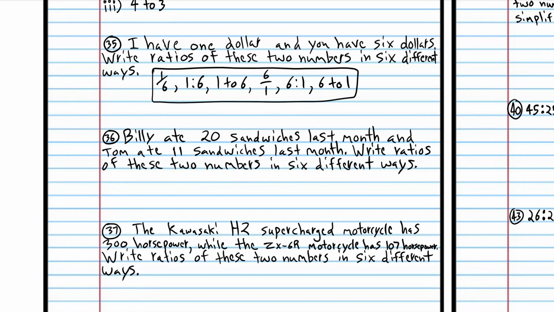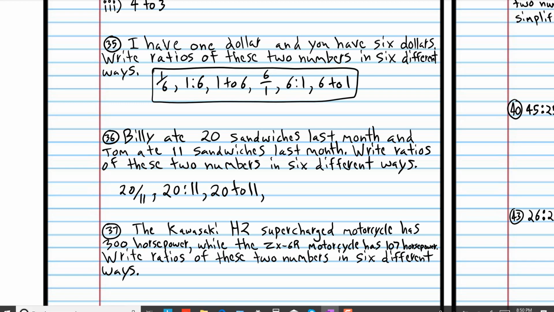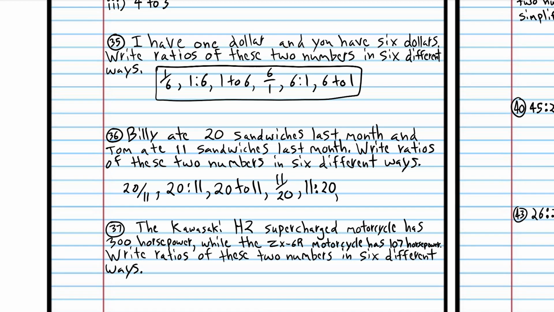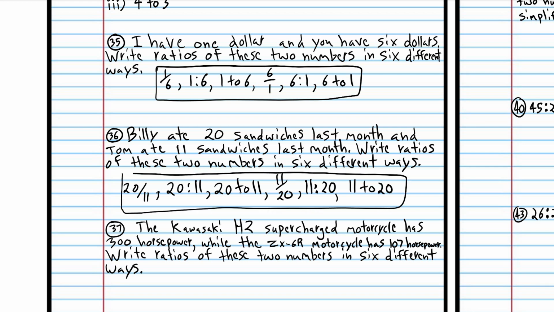All right, we're back. You can say 20 over 11, 20 to 11 with a colon, or 20 to 11 with the word "to." And then, of course, you can flip those, just doing the same thing except in the reverse order of the numbers. And there you go. So if you got that answer, good job. Again, we're just reviewing how to write ratios.